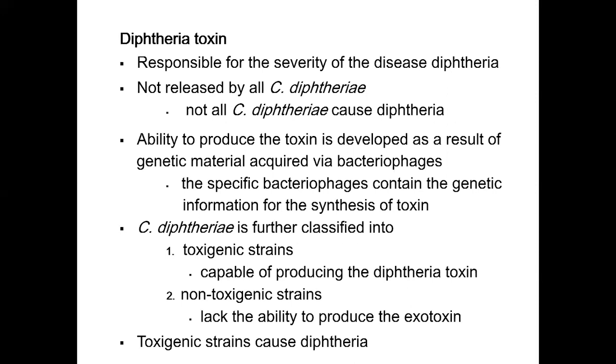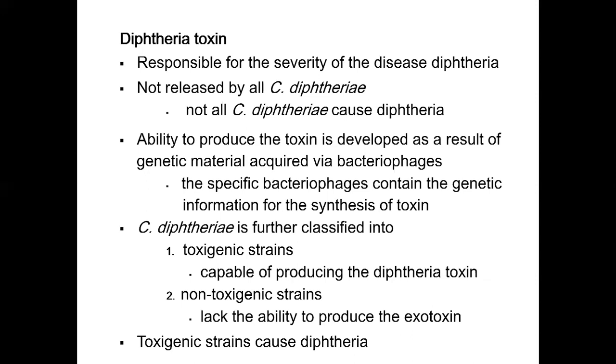It is responsible for the severity of the disease, as other virulence properties, but it's not released by all members of the species. You have a species containing quite a number of bacteria, referred to as Corynebacterium diphtheriae. They meet the characteristics required to belong to that species, but they are not able to release the diphtheria toxin, so they are not able to cause the illness where the toxin plays an important role, and that illness is diphtheria.